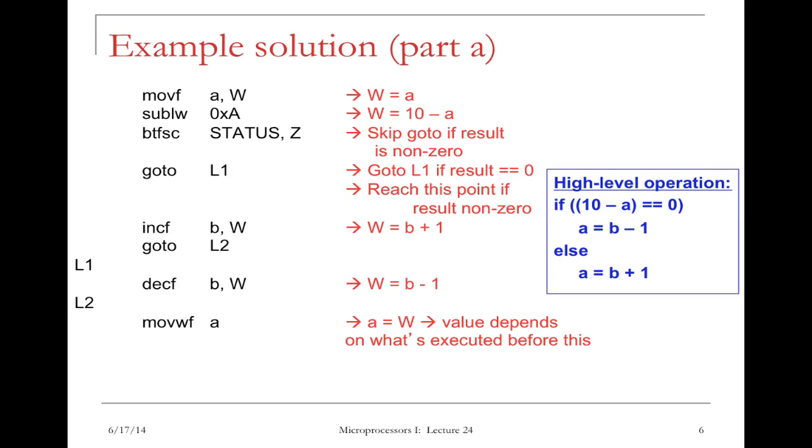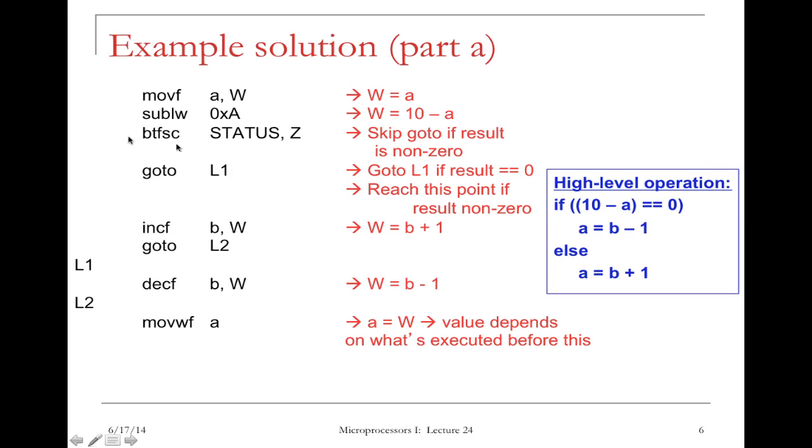Let me repeat that again. It's very important you understand this. This instruction, BTFSC status Z, will test the 0 flag out of the status register. It will skip the next instruction, which is this one, if the 0 flag is cleared.